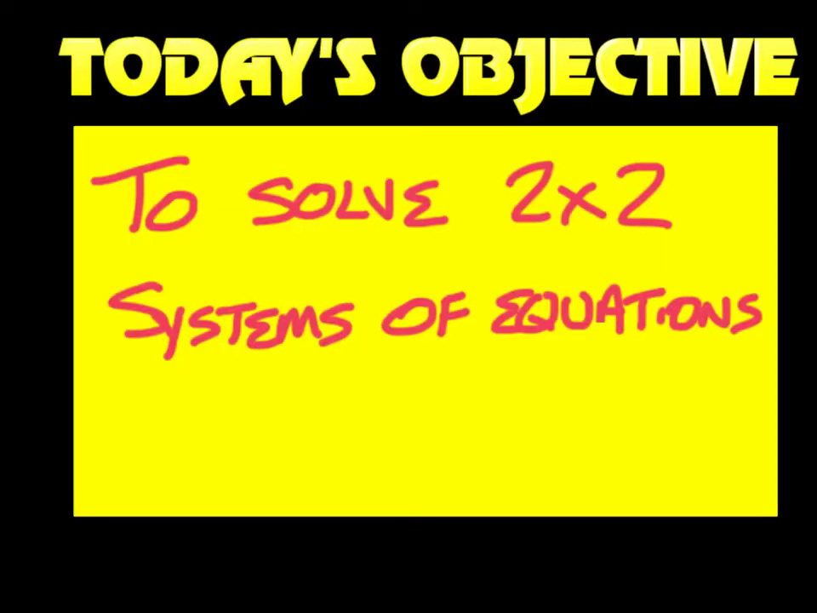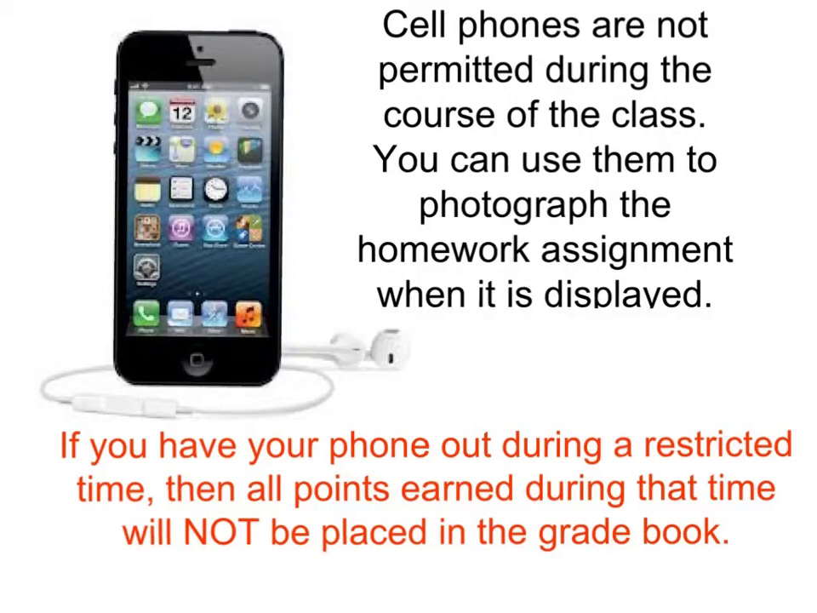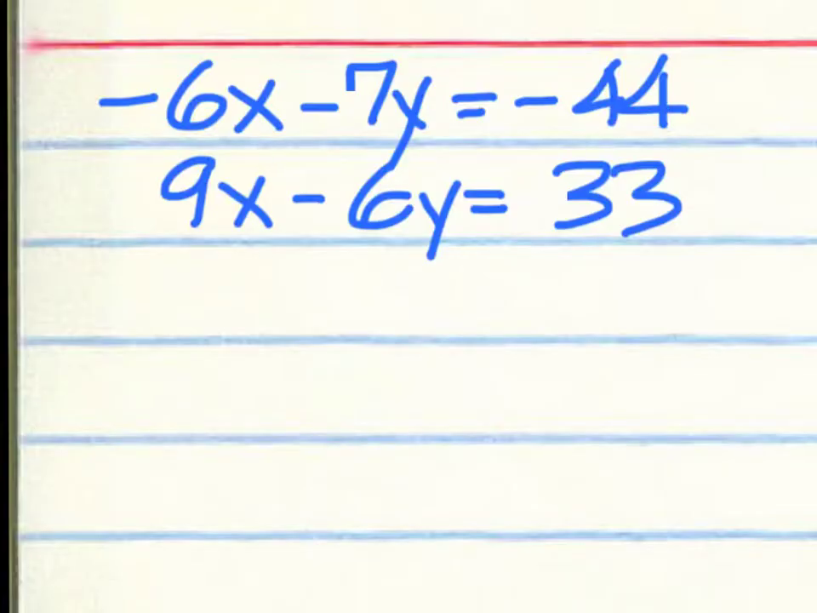To solve 2x2 systems of equations, here's the first example. Look at the front. You have a -6 and a -9 out here. You're looking for a number that both 6 and 9 will go into, regardless of the sign. What number will 6 and 9 both go into? They have to divide into it evenly.